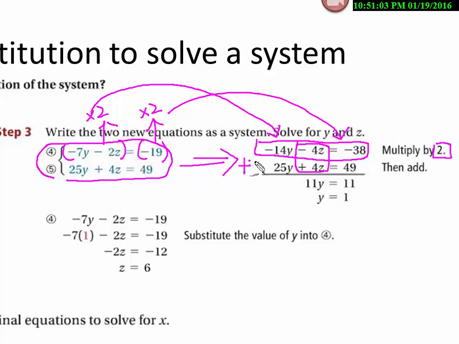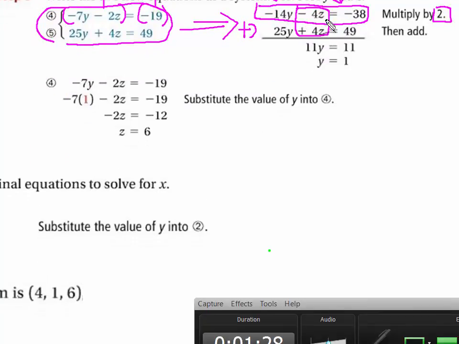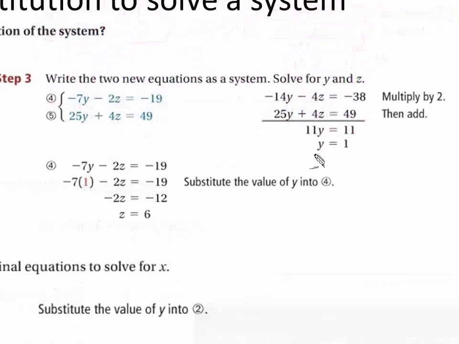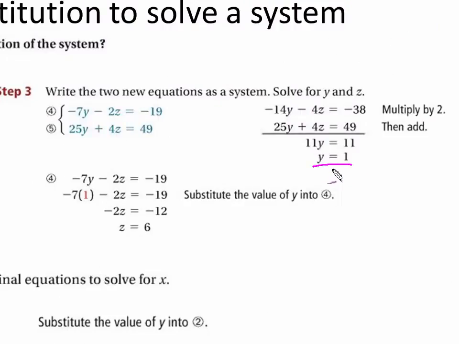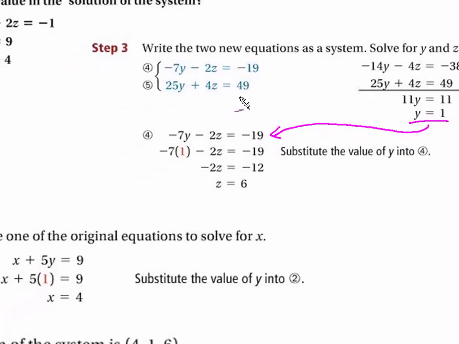Now we just do the addition right here, and minus 4z plus 4z, z is gone. Minus 14y plus 20y, you got 11y. This one, minus 38 plus 49, you got 11. So divided by 11, y equal to 1. Once we know the value of y equal to 1, we can substitute back into equation 4, or you can do that with equation 5 as well. The reason we pick equation 4 is because the numbers are smaller here. But if you use equation 5, it still works.